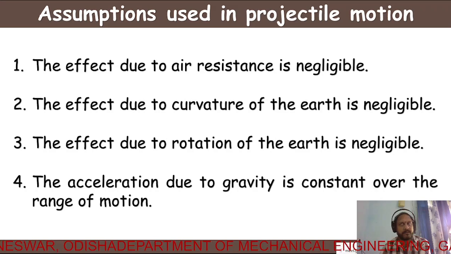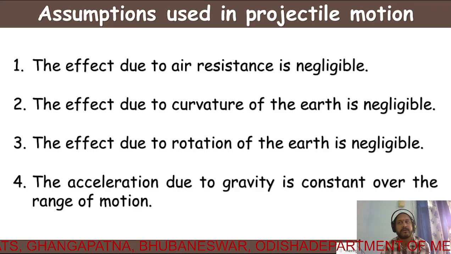The last one is that the acceleration due to gravity is constant, which practically is never possible. That means whenever a ball or a particle is projected from a particular point of projection, and finally reaches a particular point, the destination, we are assuming that the gravity effect on that particular body is constant throughout the motion. Did you get all the four assumptions?